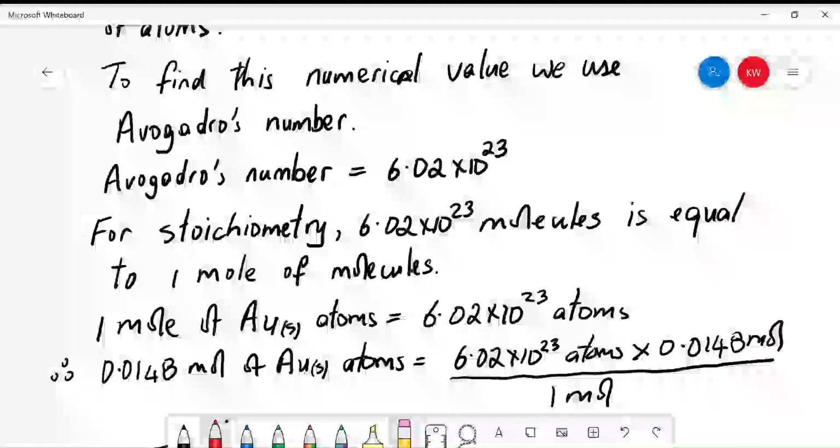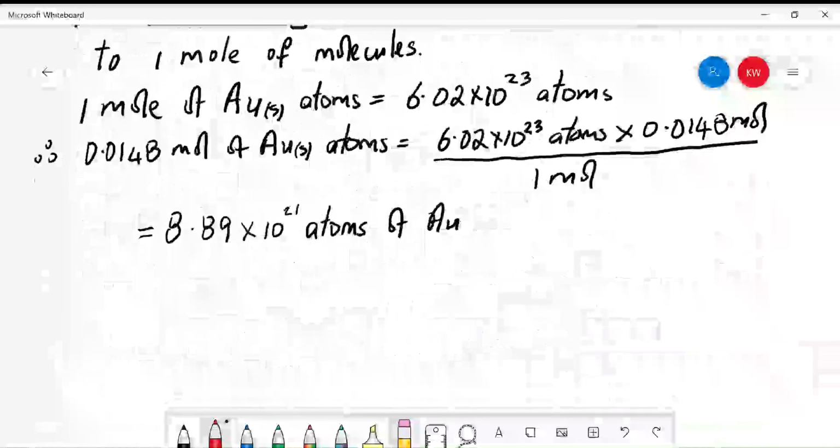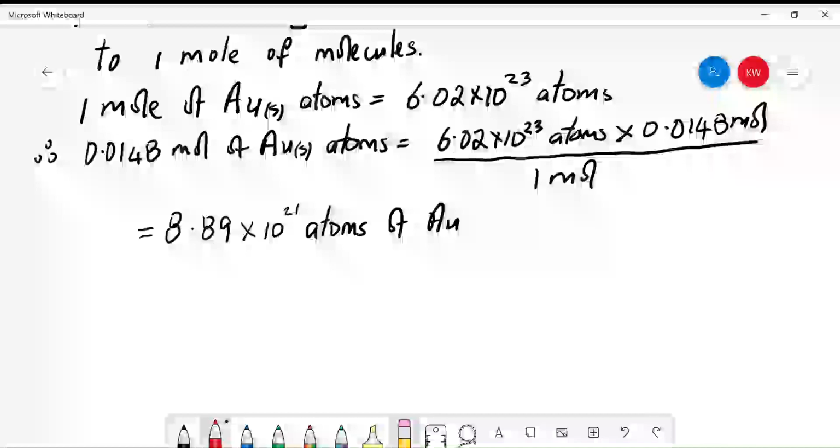Therefore, 0.0148 moles, that's what we worked out before, this is a direct relationship, so we're going to multiply that by Avogadro's number and divide by 1. So we're going to get 8.89 times 10 to the 21 atoms of gold. So that's the amount of gold that will be present.